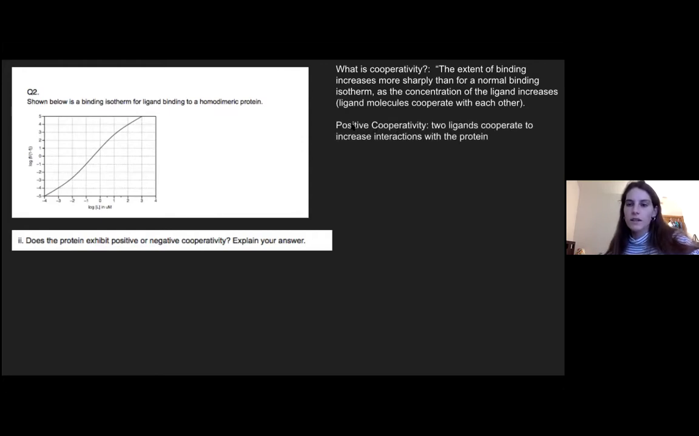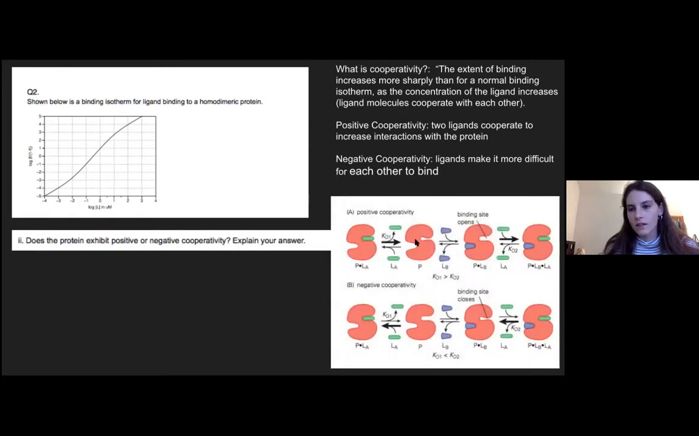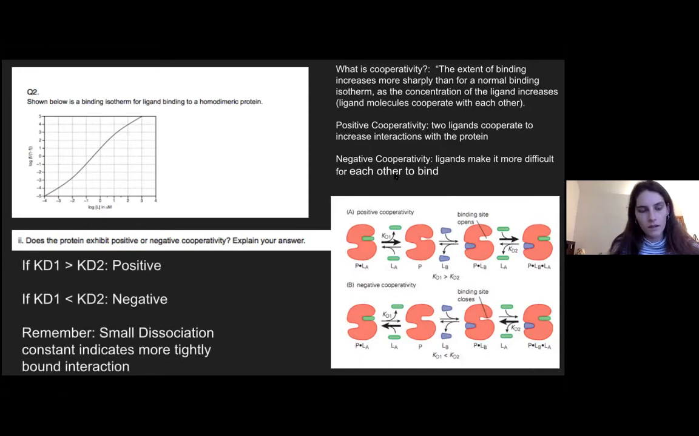For positive cooperativity, the two ligands are cooperating to increase interactions with the protein. And for negative cooperativity, it's the opposite. The ligands make it more difficult for each other to bind. This is a picture showing what that would look like. What we need to remember is that if the first dissociation constant is greater than the second, that'll be positive cooperativity. And if the first is less than the second, it'll be negative cooperativity. This makes sense because a small dissociation constant indicates a more tightly bound interaction.